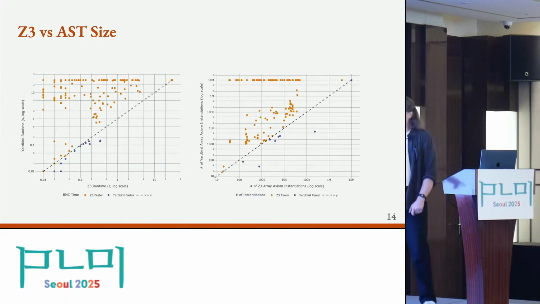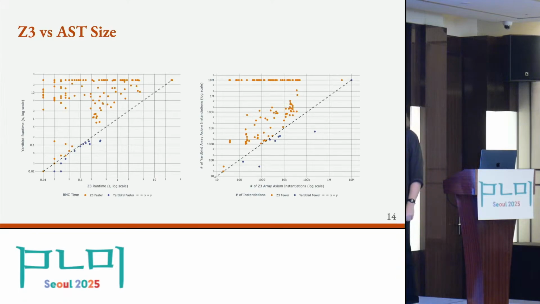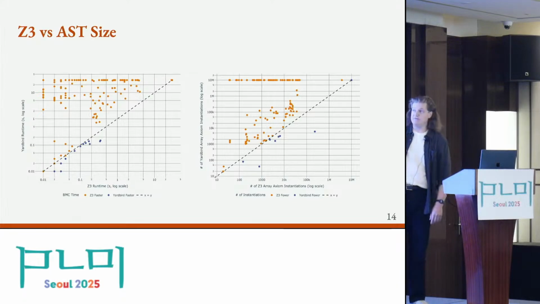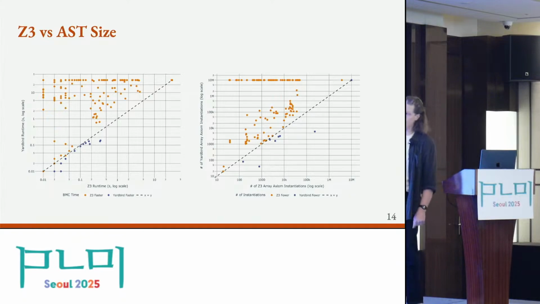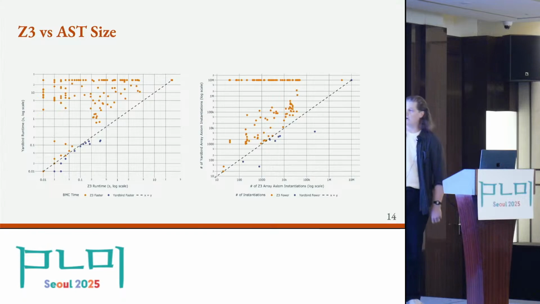So here on the left-hand side, we have Z3 runtime on the x-axis, and then we have Yardbird runtime, which is our tool, on the y-axis. So we can see anything below the x equals y line is where we do better. So you can see for AST size, for that naive cost function, we're doing pretty awful. Z3 is sort of dominating us on all of these problems.